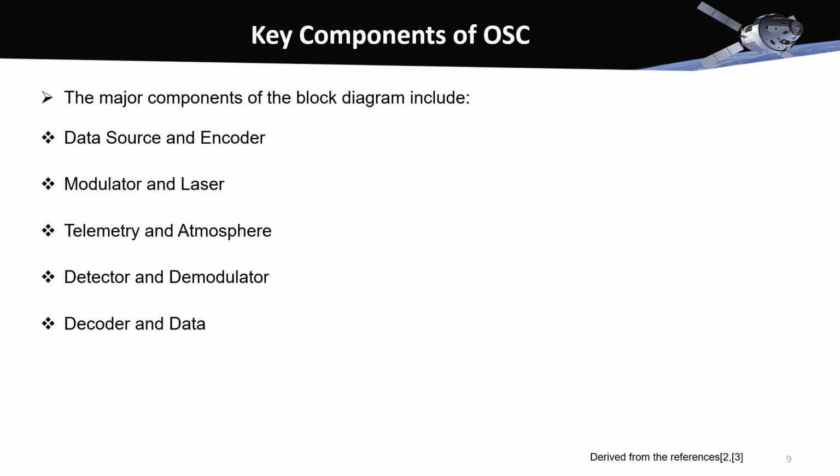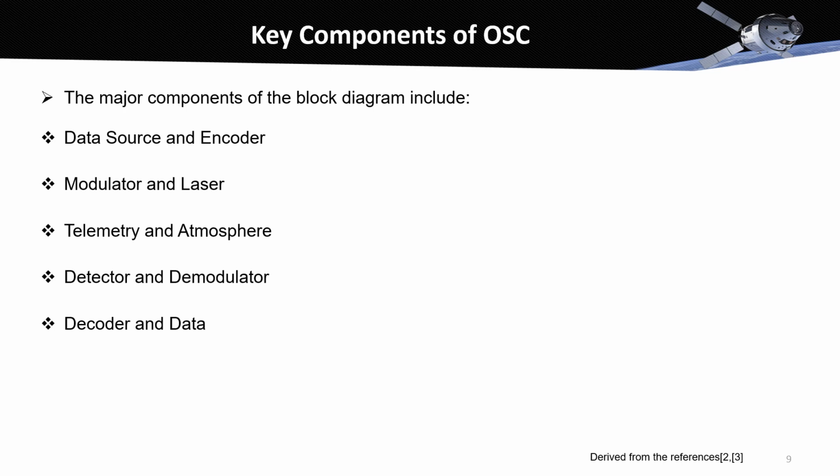On the receiving end, there is a detector responsible for capturing the optical signal. The detector converts the optical signal back into an electrical signal. Simultaneously, a demodulator reverses the modulation process, extracting the encoded data from the received optical signal.